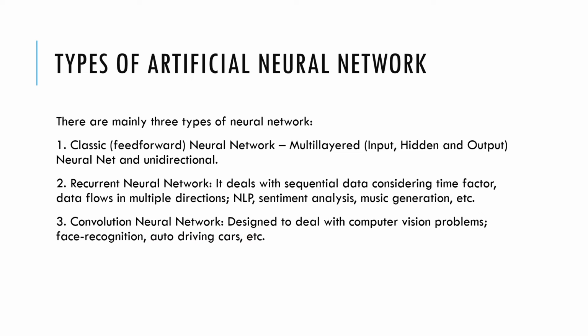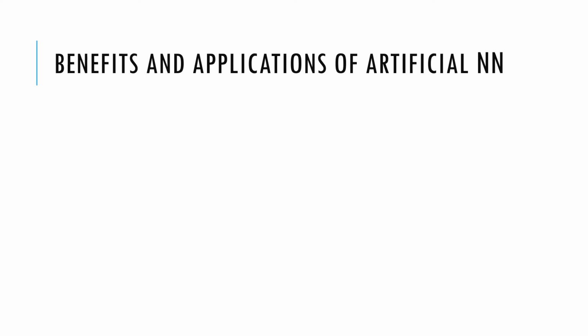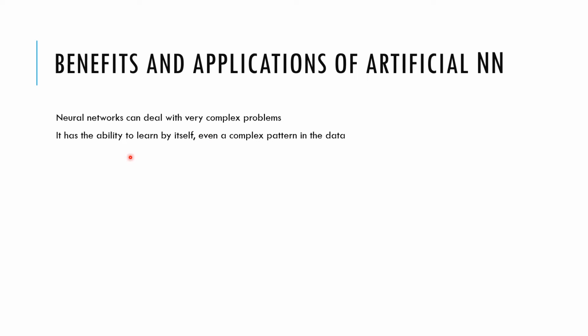It actually classifies the objects, and accordingly the car moves, changes direction. So, simple example. Benefits and application of artificial neural network. Neural networks can deal with very complex problems, unlike normal classifiers. So that is one advantage of this.